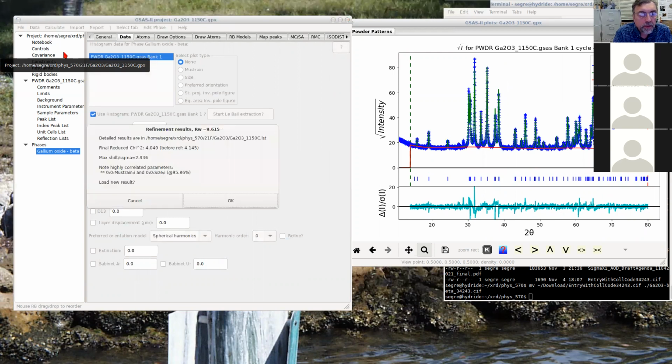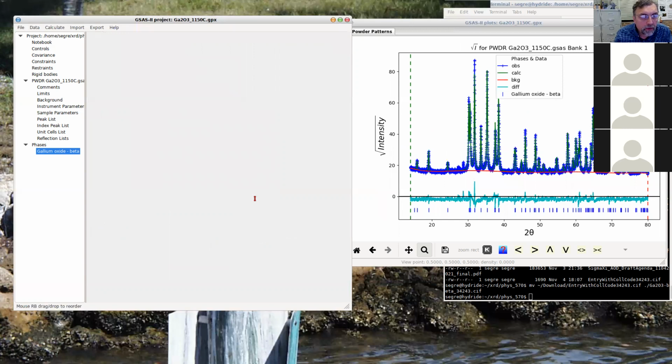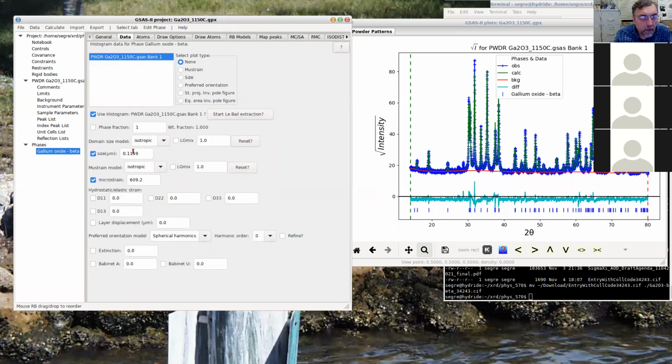It does not change much. Again, both the microstrain and the small particle size. So this doesn't change much, but it looks stable. The only other thing I could try is if I had a preferred orientation for the uniaxial stress. So, or using ellipsoidal size. I don't think that's a problem with this.